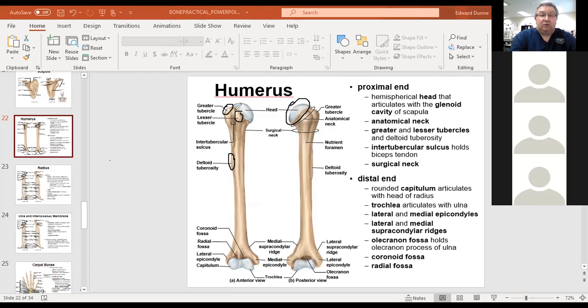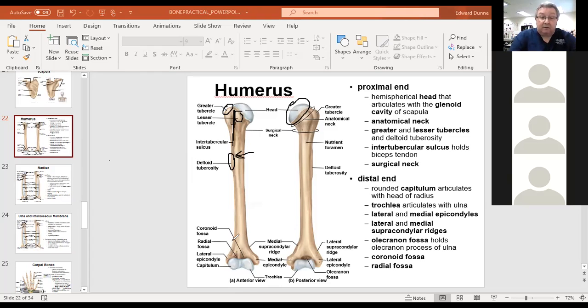In between those two tubercles is an area known as the intertubercular sulcus. You've probably heard of the bicipital groove. It is this area where the long head of the biceps actually goes through that groove, so you're going to need to know that. The deltoid tuberosity is right here in the middle of the humerus, and that's where the deltoid inserts.